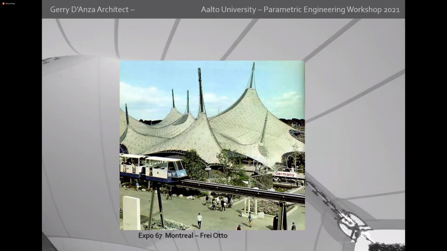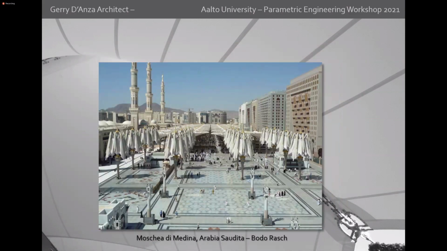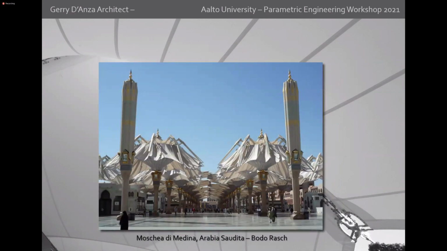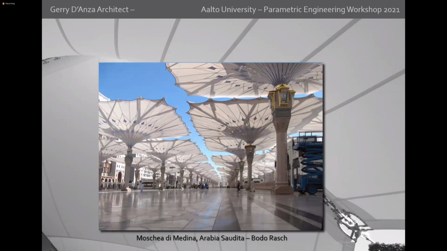Another example of Frei Otto. These are very nice umbrellas by Bodarash. And Bodarash tends to always use minimal surfaces. So these are not really conical shapes. These tend to be minimal surfaces.